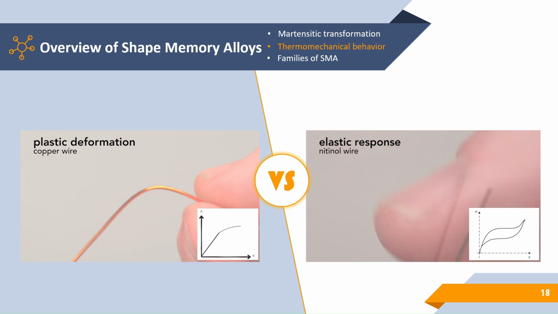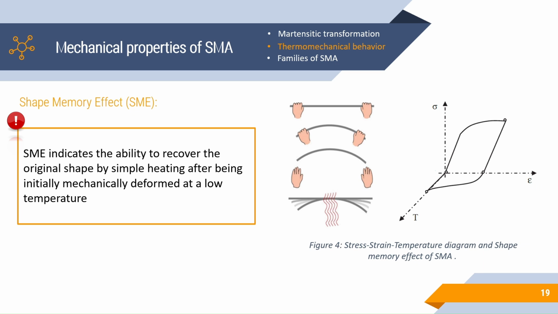Now, let's move to the second property of shape memory alloy, which is the shape memory effect. The shape memory effect indicates the ability to recover the original shape by simple heating after being initially mechanically deformed at a low temperature. Let's explain this.